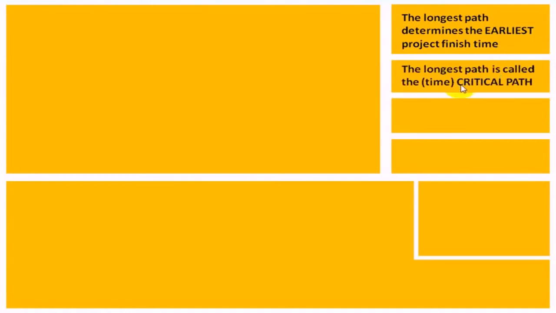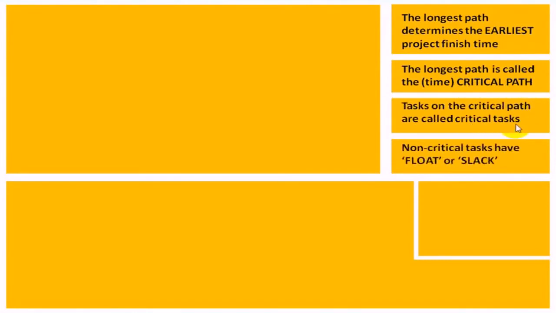The longest path is called the critical path. What it actually means is time critical. Tasks on the critical path are naturally enough called critical tasks, whereas tasks that aren't are called non-critical, and by definition, non-critical tasks have some amount of float or slack.